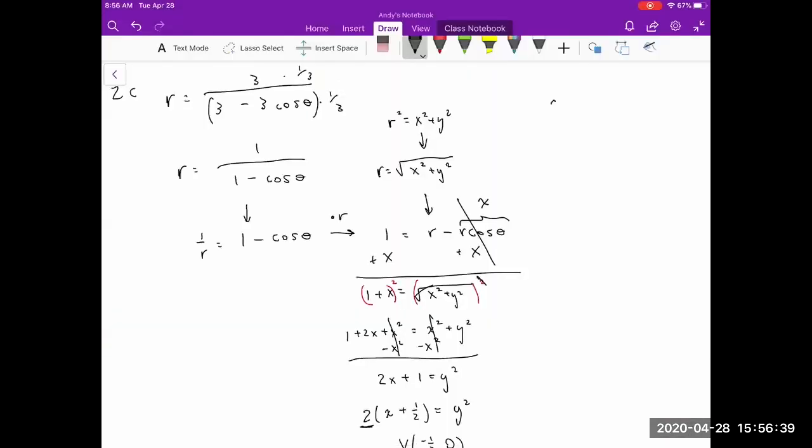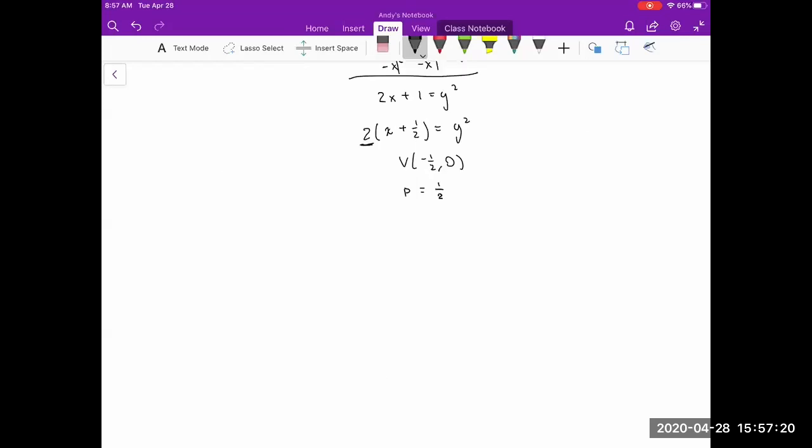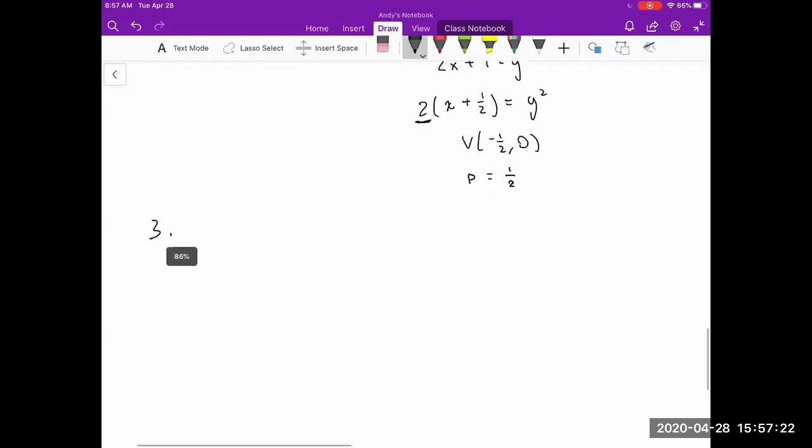These are the 3 main things that apply for polar when converting to Cartesian always. x is equal to r cosine theta, y is equal to r sine theta, and r squared is equal to x squared plus y squared. These are always true. So let's take a look at number 3 now. Let me zoom in a little bit.